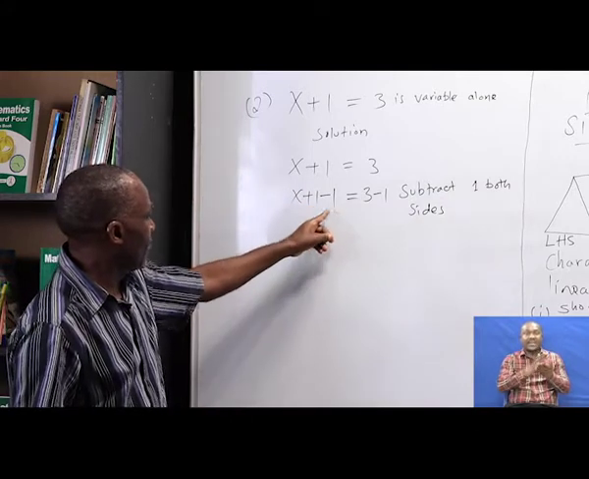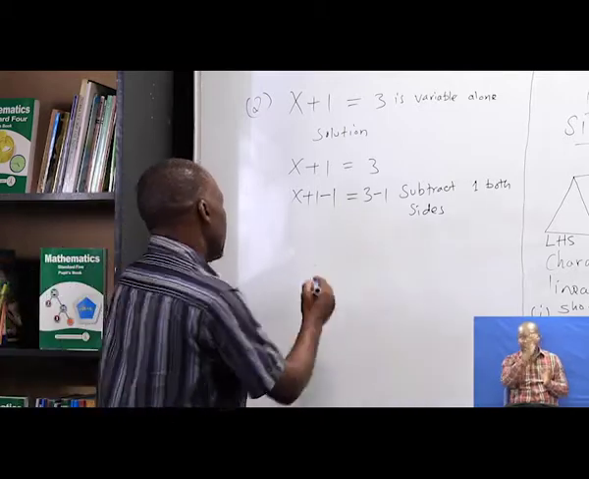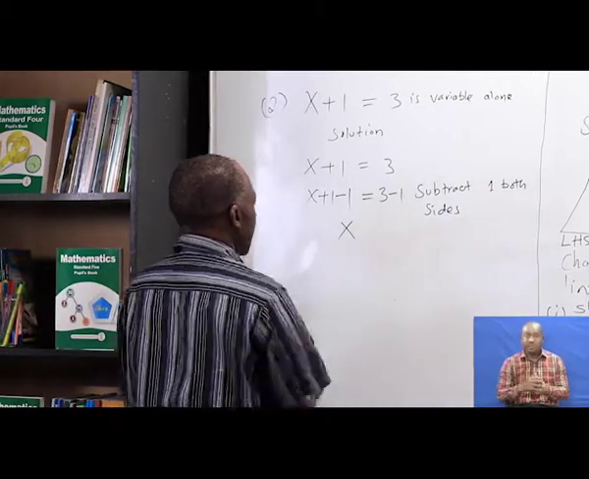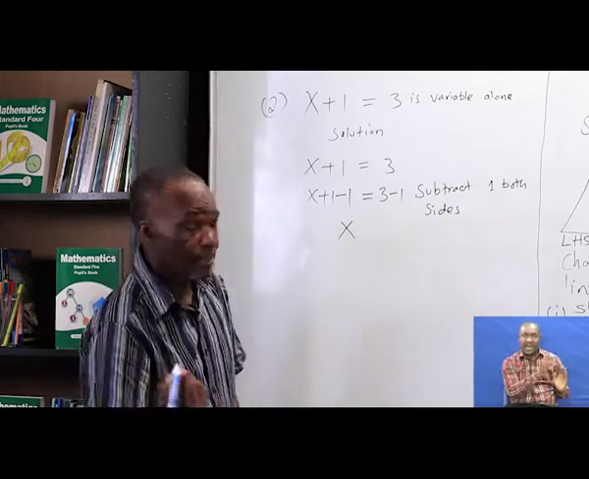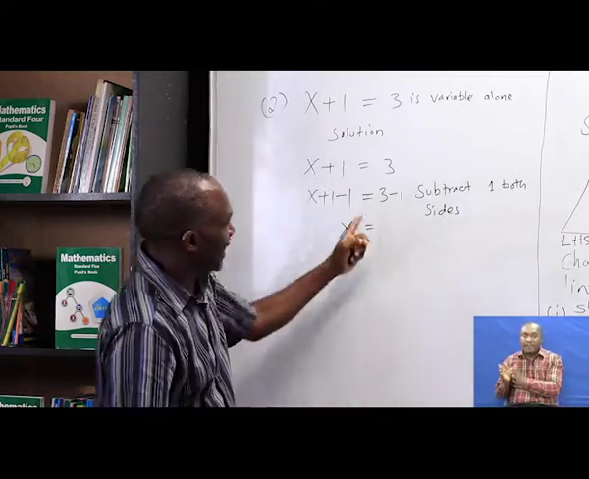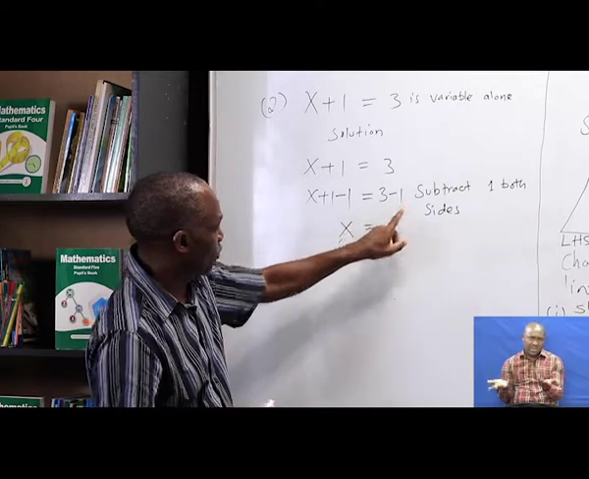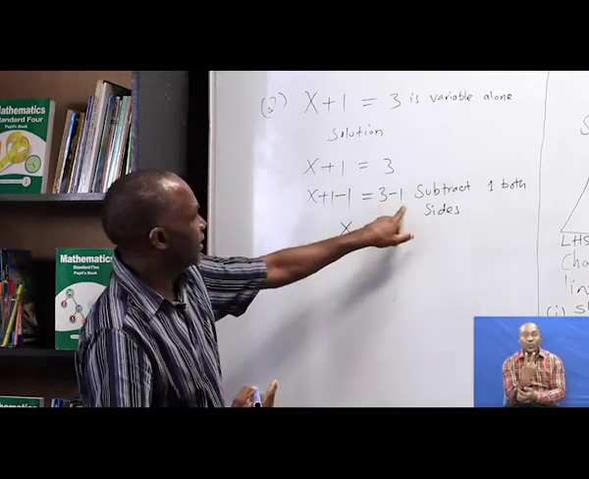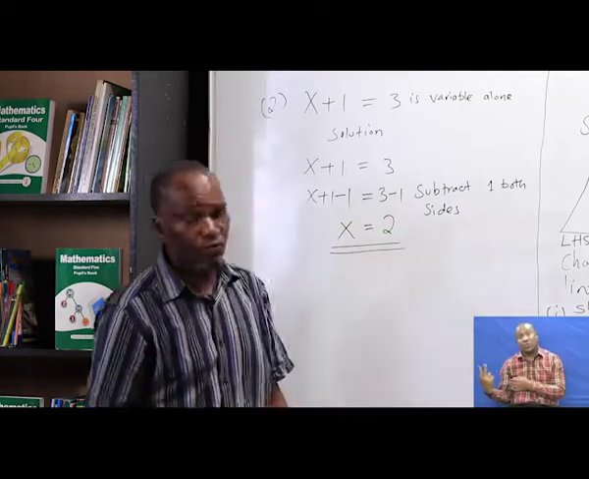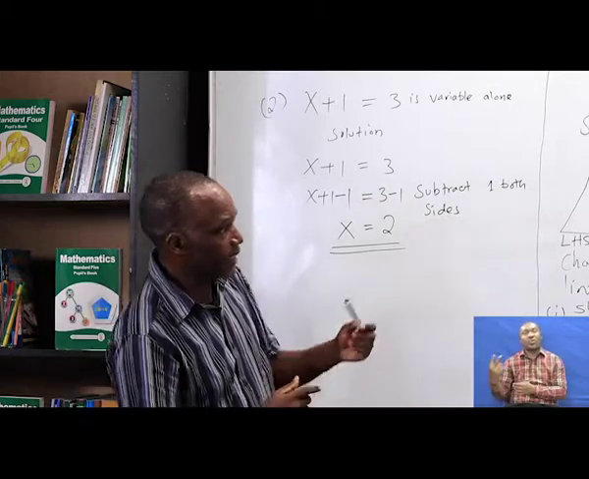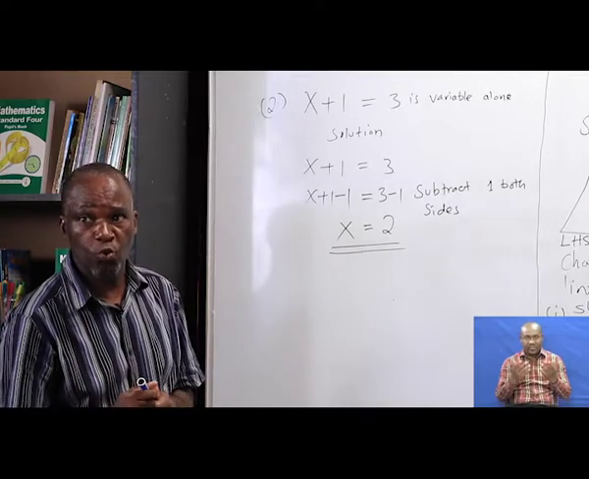Okay, 1 minus 1, class, 1 minus 1 is 0. Good. So it will be x. So on the left hand side we are going to remain with x. Then what will be the answer on the right hand side? 3 minus 1, it's 2. So the equation has already been solved. That one is method 1. Let us check method 2.